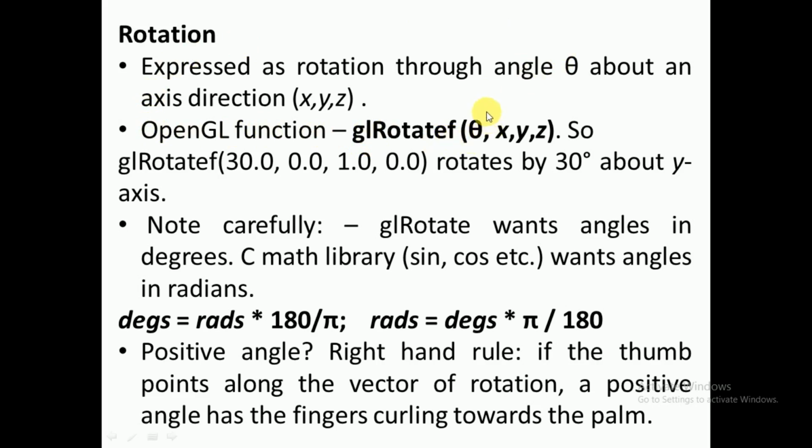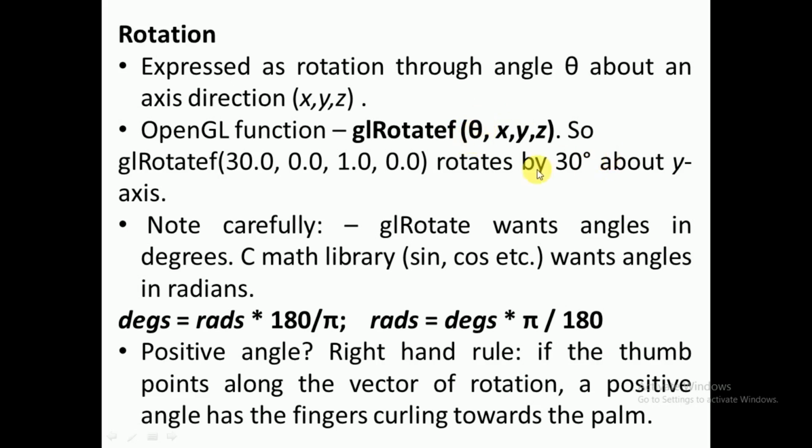With glRotatef, you give how much angle you want to rotate about each axis. By default, rotation is about the z axis. The axis values that are set are the axis you are rotating about. If x is 1 and the remaining are 0, 0, then with the angle you have mentioned, you are rotating about the x axis. If x is 0, y is 1, z is 0, you are rotating about the y axis. Similarly, when z is 1 and the remaining two are 0, you are rotating about the z axis with this angle.